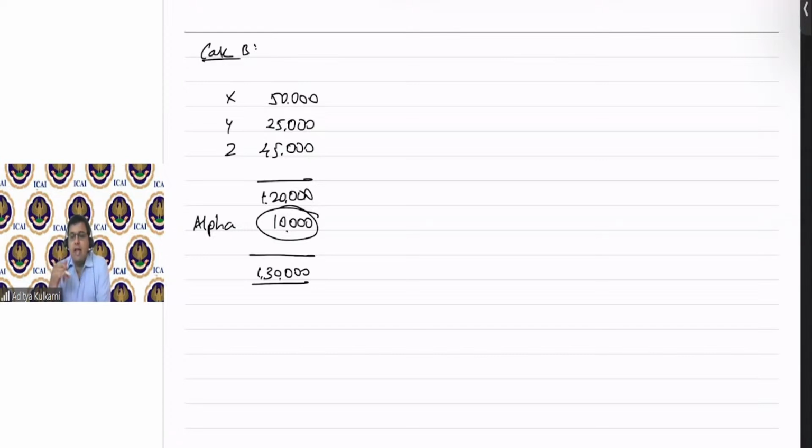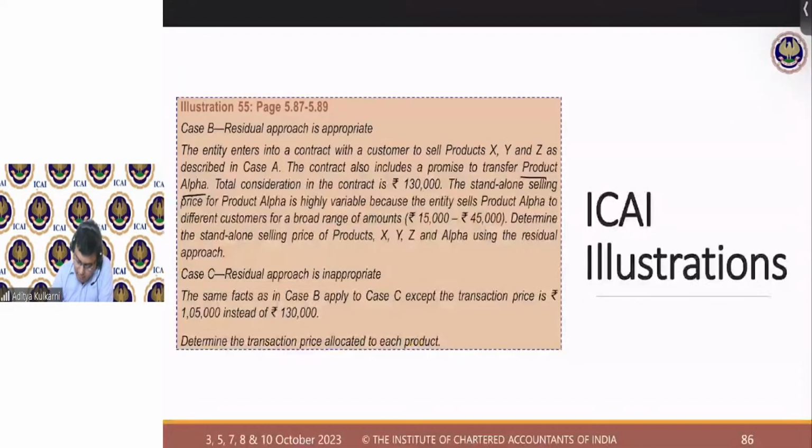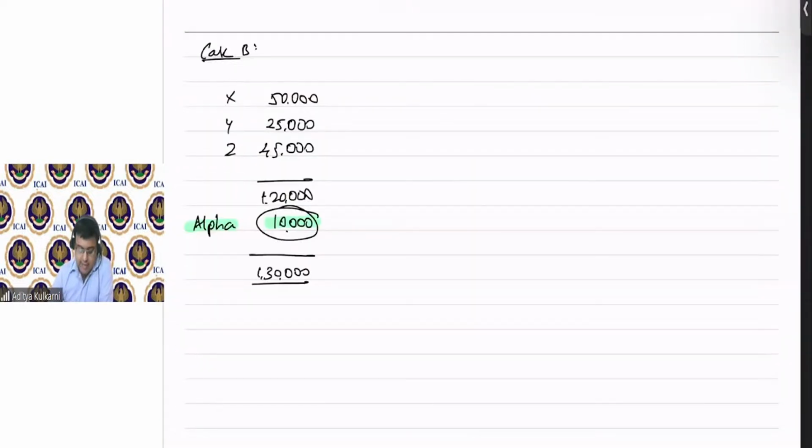Is this allocation correct? See, for alpha, I am allocating 10,000. But actually they have given it should be between 15 to 45. So this allocation is not correct. So how do I do the allocation? Let us do the allocation based on case A.